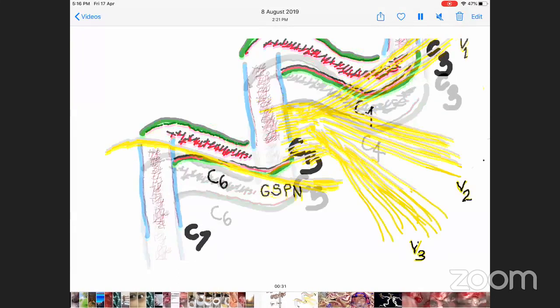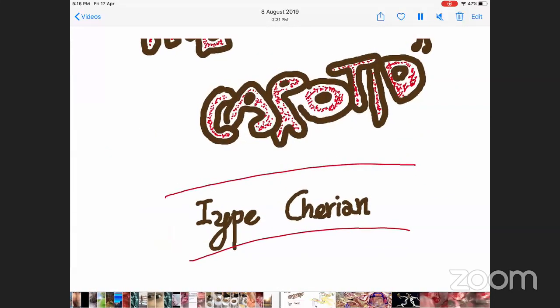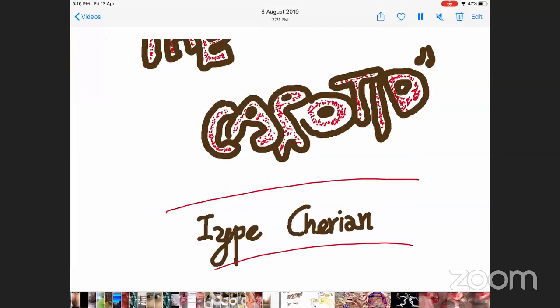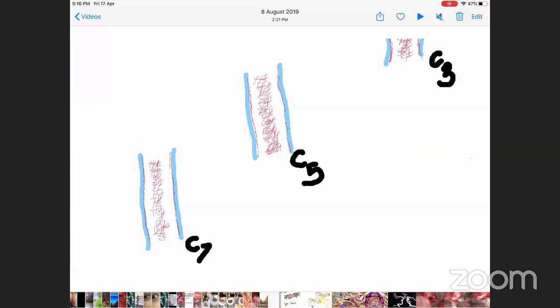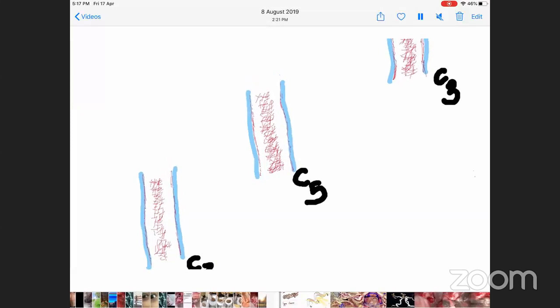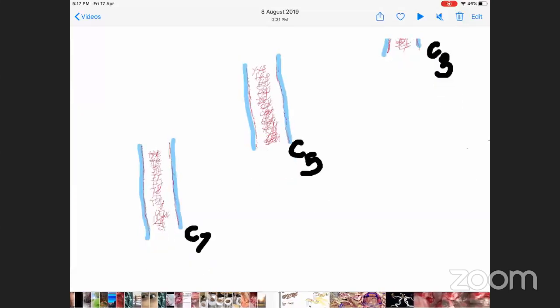So we are starting with the simple classification of the carotid. This is a classification that we started and published as well. It's very simple. From anterior to posterior, you can see C3, C5, C7. C3 is anterior, C5 is posterior, and C7 is posterior to C5. So these are the vertical segments of the carotid.